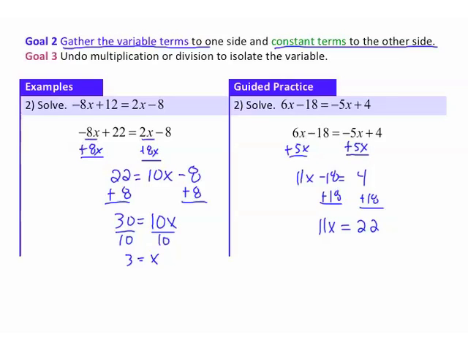Now I need to use goal 3, which is to undo multiplication or division. And you can see here that I have 11 times x. So to undo that multiplication by 11, I'm going to divide by 11. 11x divided by 11 gives me x. 22 divided by 11 gives me 2. And I got my final solution of x equals 2.